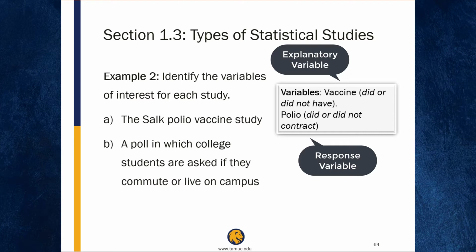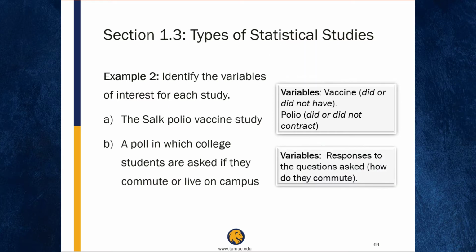In this next one, however, we could say that this poll in which college students are asked if they commute or live on campus was an observational study. And its variables are simply going to be the responses to the questions which were asked. For instance, how do they commute? There's no explanatory or response variable in an observational study, like there are for the vaccine, where we have a treatment and so forth.